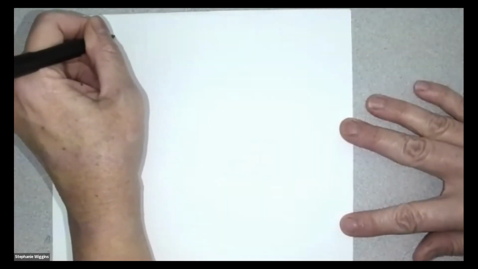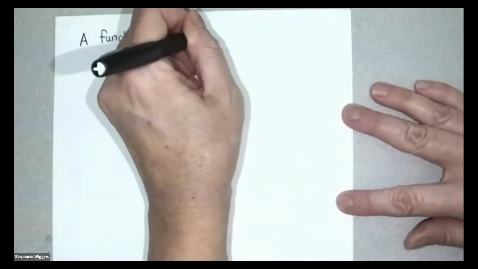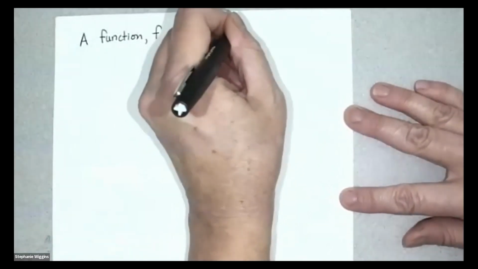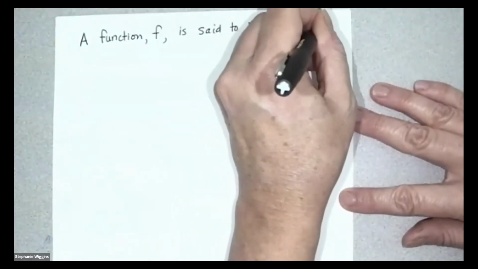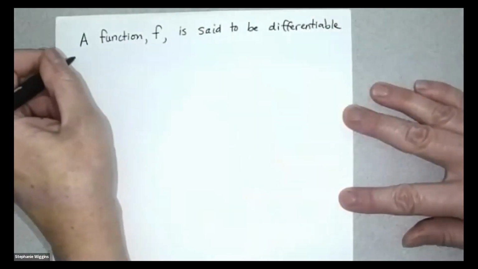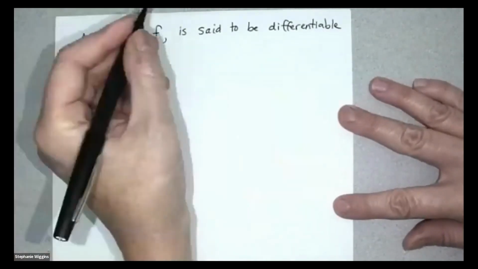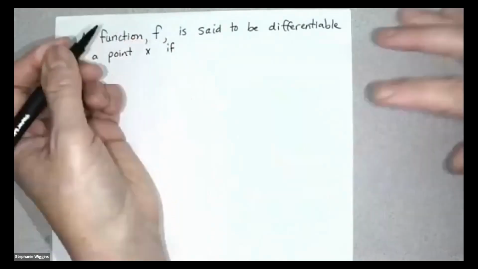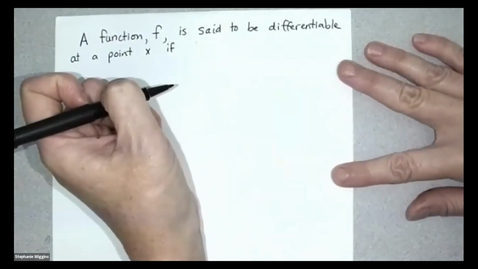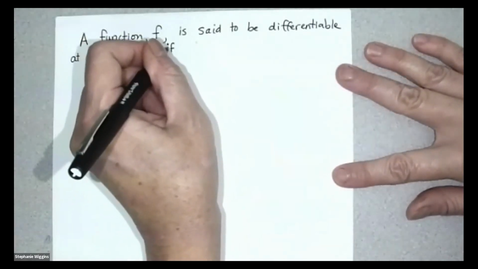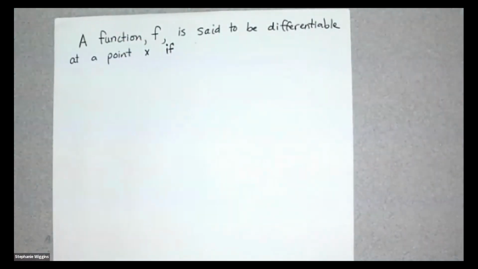A function f is said to be differentiable at a point x if it is continuous at x and if the derivative exists at x. Okay, so those two things have to be true.